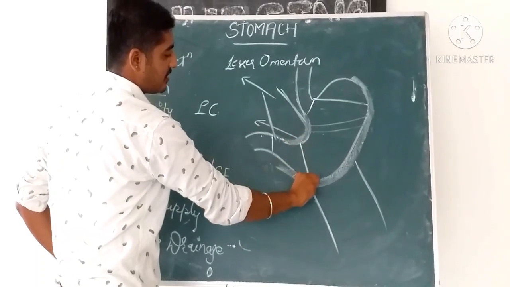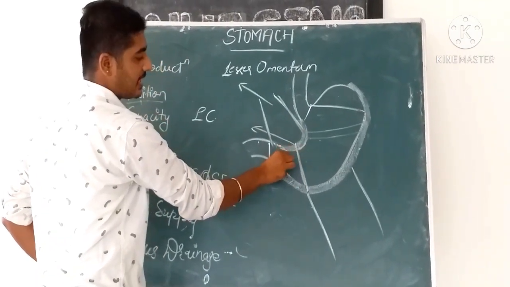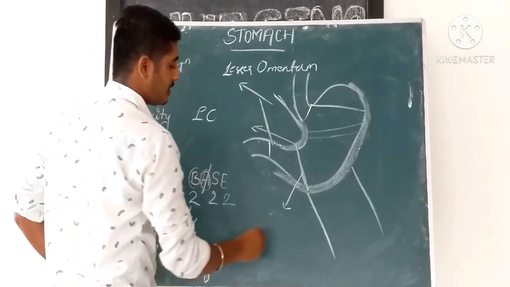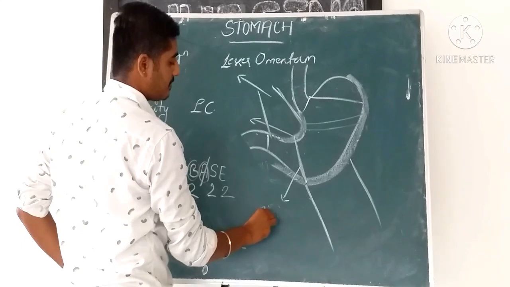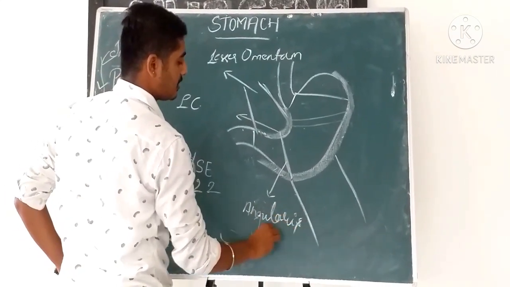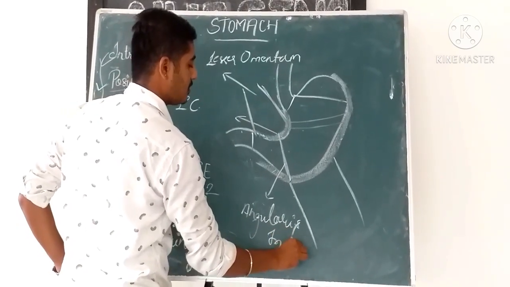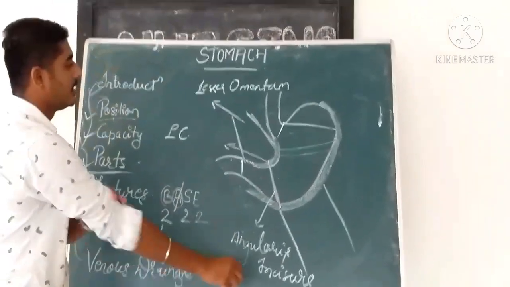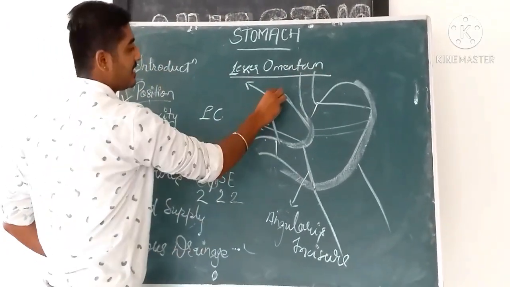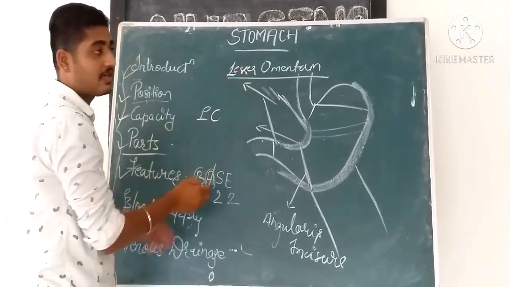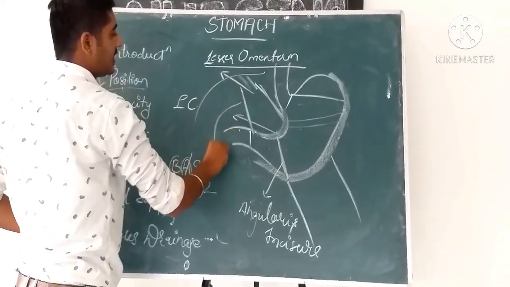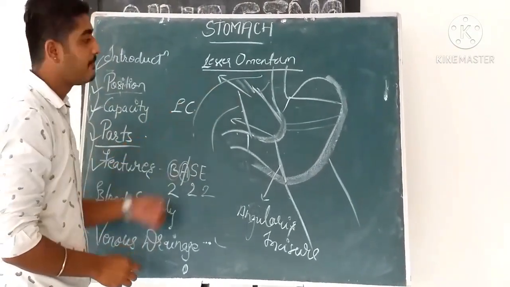And this junction which you can see, where the body finishes and the pyloric antrum starts, is called the angularis incisura. This lesser curvature gives attachment to the lesser omentum, and this lesser omentum further extends and gets attached with the liver. So we have the liver structure here, right? So it gives attachment to the liver.